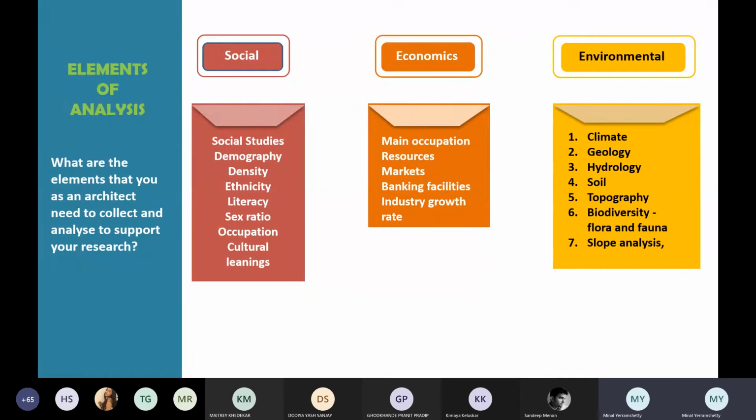Hydrology, what is the hydrology? Is the water table high or low? Are there aquifers there? Is there a nearby water body there? Will the water body be impacted by anything on the site that you do? All these questions you will be asking when you jump into the site. Biodiversity, what is it, flora and fauna system, both. Okay, slope analysis, and believe me guys, there are many more.